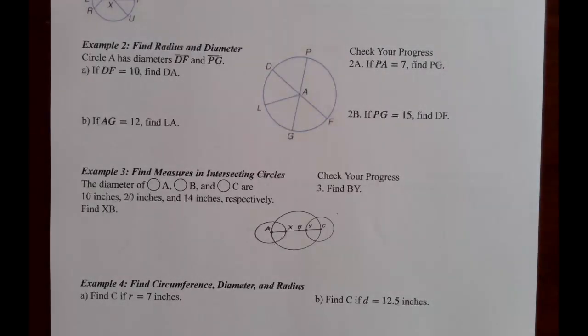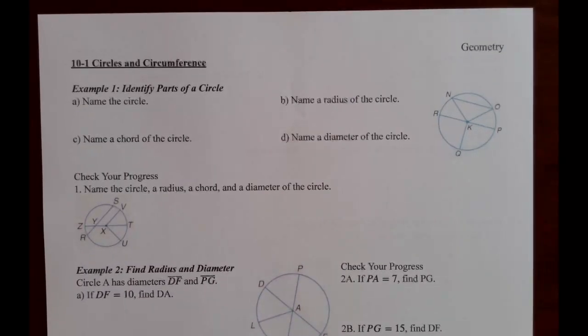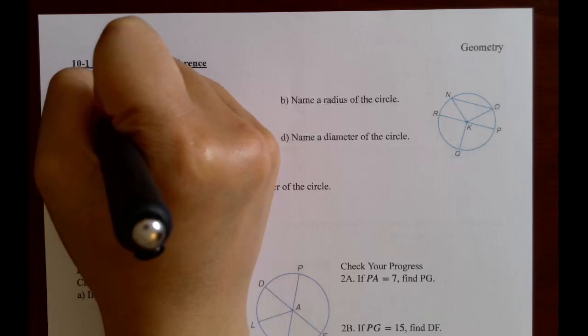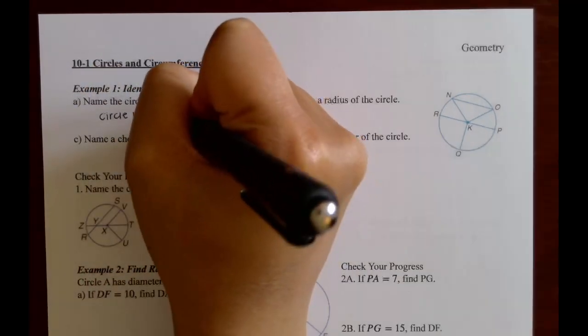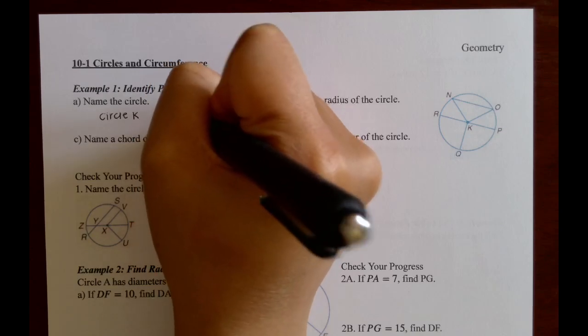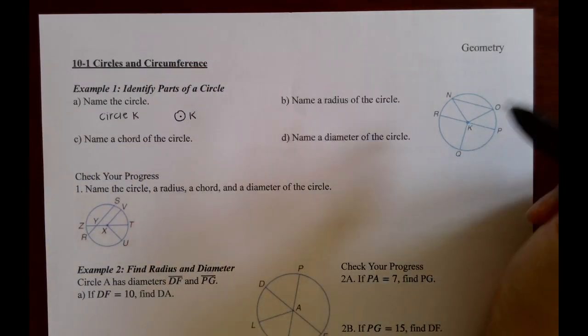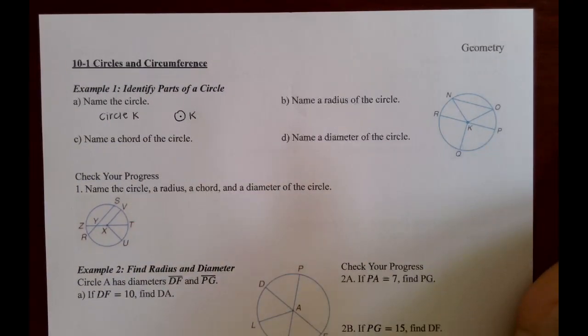Let's get started with example 1, which is naming or identifying the parts of a circle. Here we have a picture of our circle. This circle is known as circle K, not the convenience store. It's named that because its center is here at K, so it's circle K.